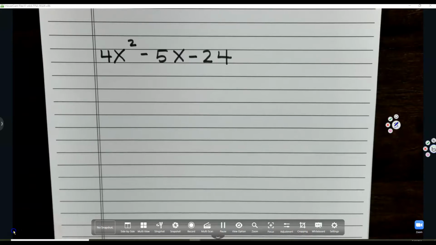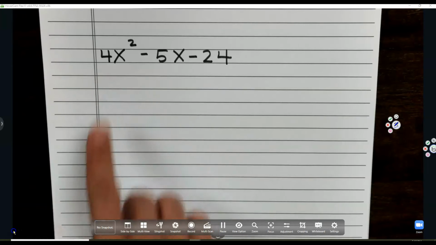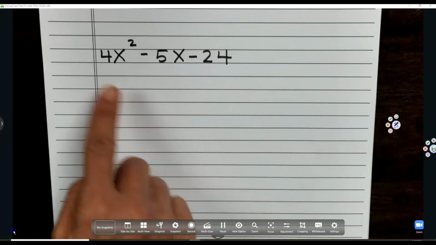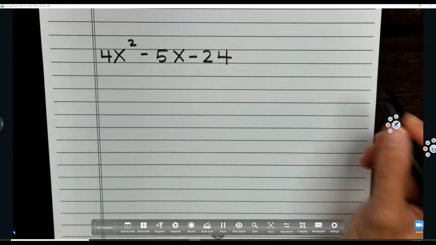Okay, so this time the A value is greater than 1. As soon as you write this down, you need to look for a GCF. You've got to train your brain to look for a GCF, a greatest common factor. There's not one in here, but you always need to start looking. There's not, though. So if there's not a GCF, I'm still drawing an X.